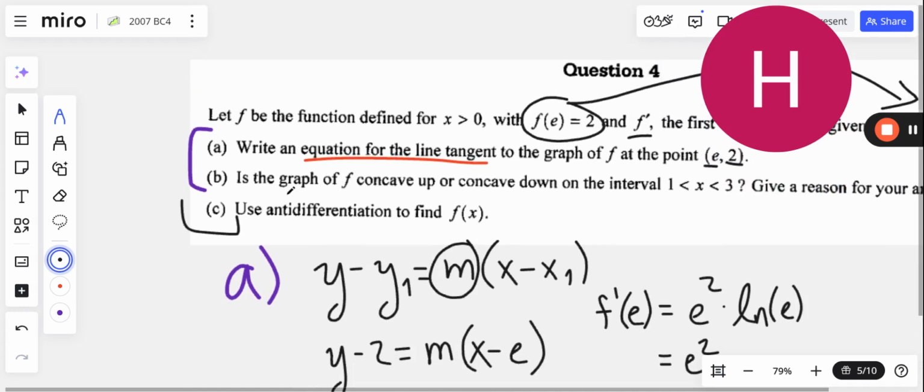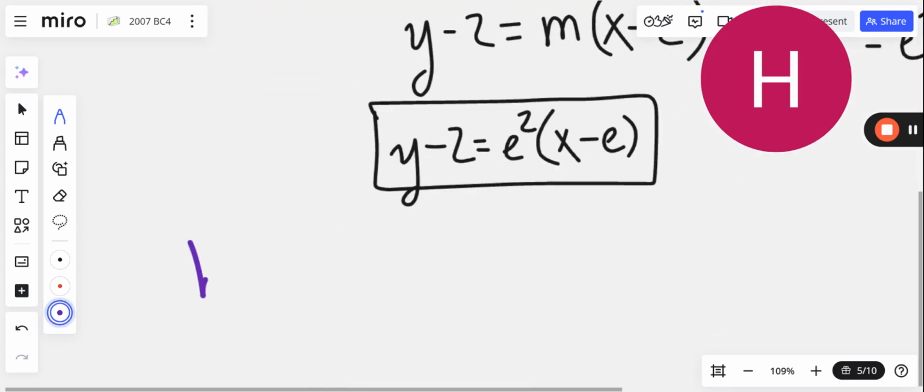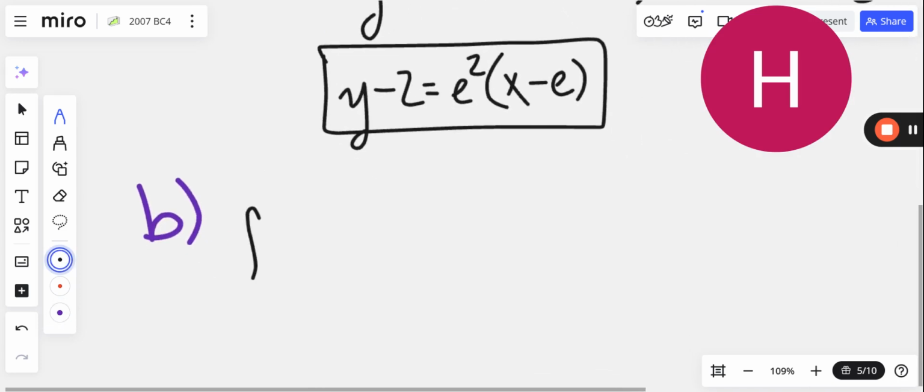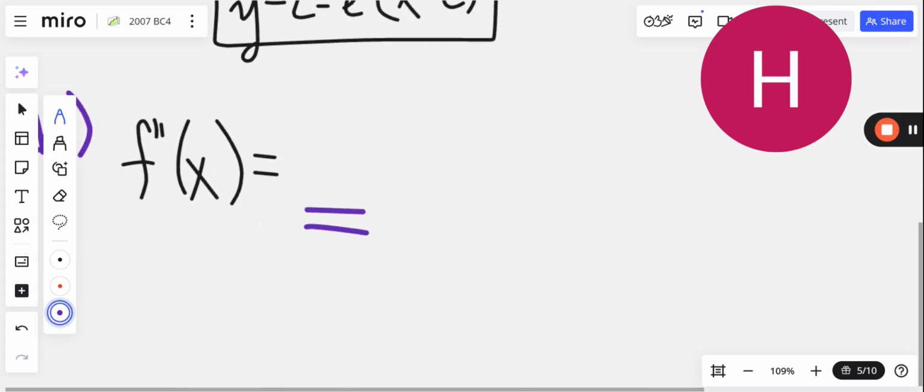Part B: is the graph of f concave up or concave down? Well, let's take a derivative, shall we? If they want to know about concavity, we need to understand the second derivative. And since the first derivative is a product, we're going to have to use the product rule for the second derivative. I usually lay things out like this so that we remember to do the derivative of the first.